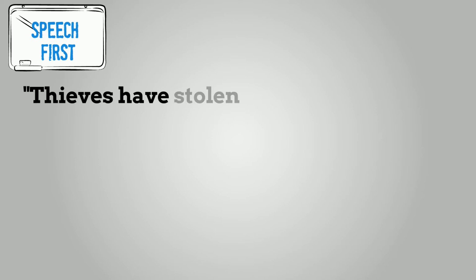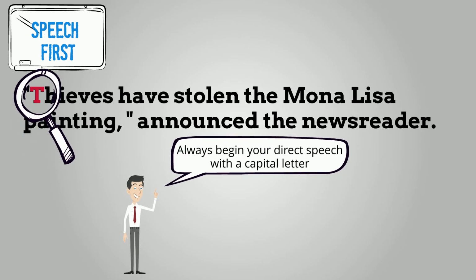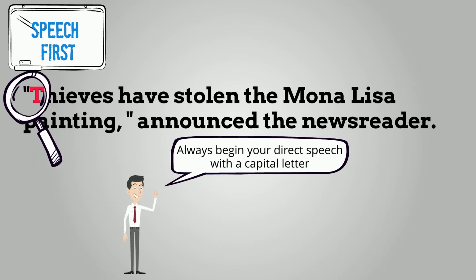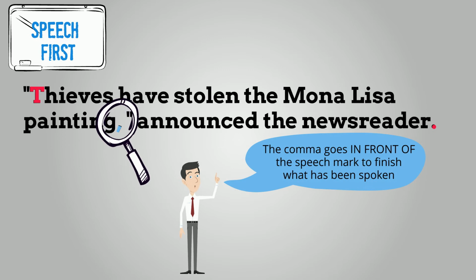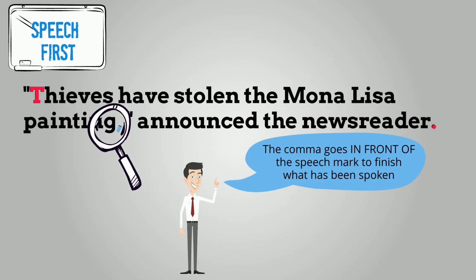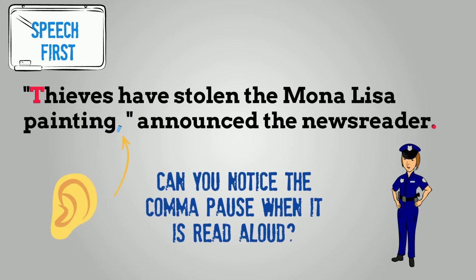Speech first. Always begin your direct speech with a capital letter. Always end your sentence with a full stop. The comma goes in front of the speech mark to finish what has been spoken. "Thieves have stolen the Mona Lisa painting," announced the newsreader.